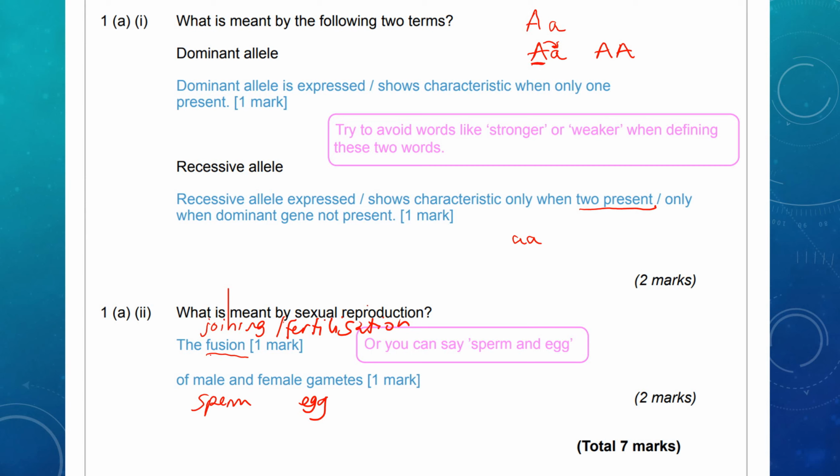It's really important that you get this key part, this idea of joining, fusing, fertilizing, and not just meeting. The sperm does not swim up to the egg and just meet it. It joins with it, it fertilizes it. So that's out of a total of 7 marks. Write down how many you had and keep a record of these questions.